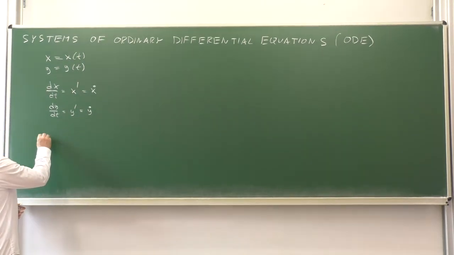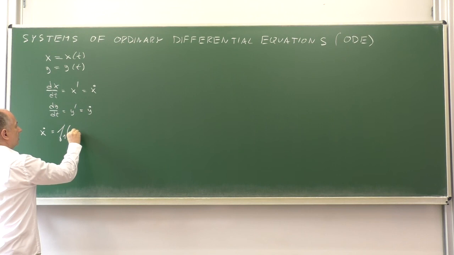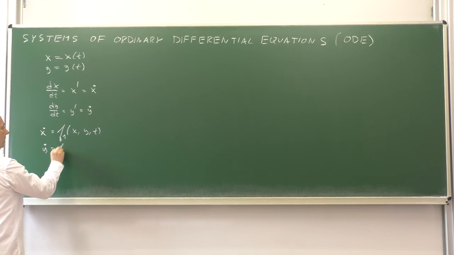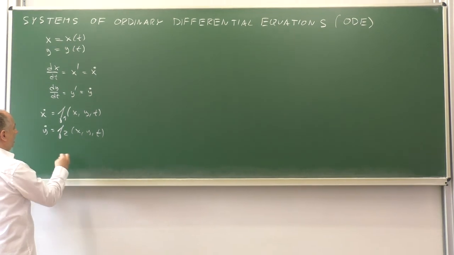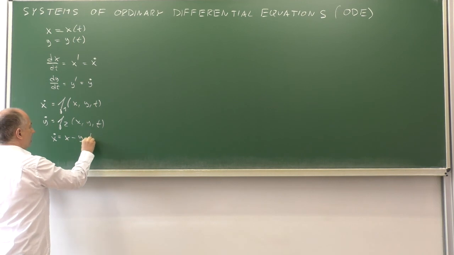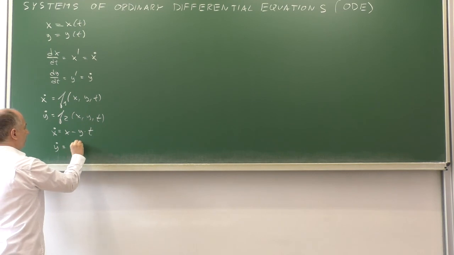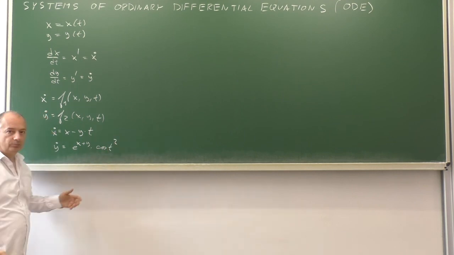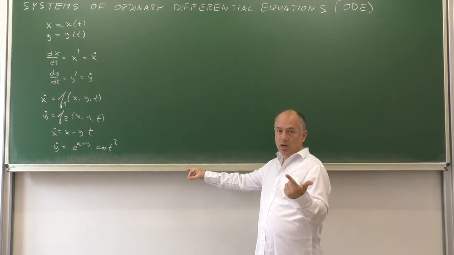So such a system of two differential equations may be in the form, say, x dot is some function f1 of x, y, and t, and the y derivative is some function f2 of x, y, and t. An example might be x dot is equal to x minus y times t, and perhaps y dot is e to x plus y times cosine of t squared. Just two functions, two expressions that may in general contain x, y, and t.